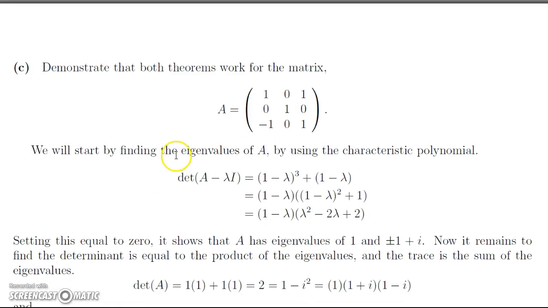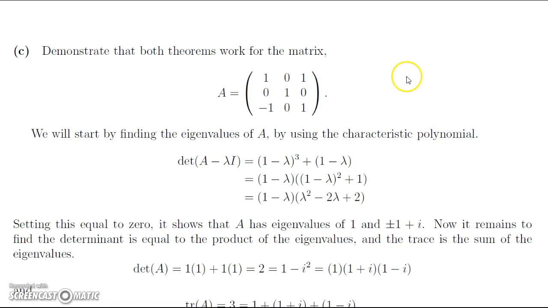So let's just apply this to a 3 by 3 matrix. And here we have a matrix A equal to 1, 0, 1, 0, 1, 0, and negative 1, 0, 1. We'll start by finding the eigenvalues of A by using the characteristic polynomial. Here I just shortened a little bit of the work, but it follows that by calculating the determinant of this, we get (1 minus lambda) cubed plus (1 minus lambda). And here we can factor out a 1 minus lambda and group this. And we'll have that it's equal to (1 minus lambda) times ((1 minus lambda) squared plus 1), and here we can just factor this out and we get this nice thing here.